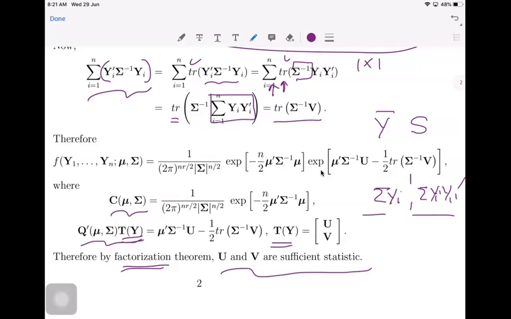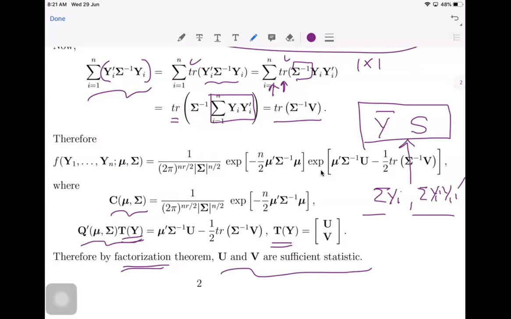So why can we conclude from this that Y bar and S are sufficient stats also? Anybody? Okay, let me reiterate.